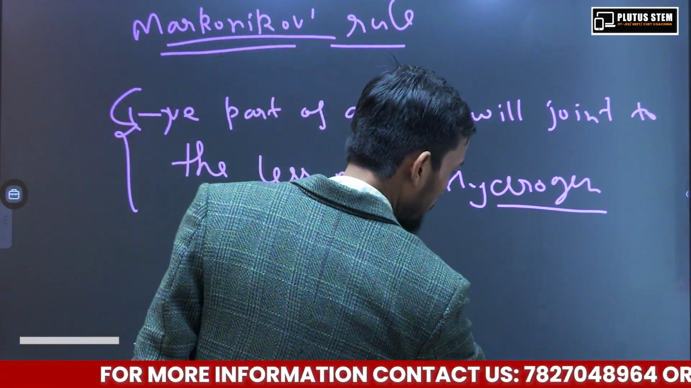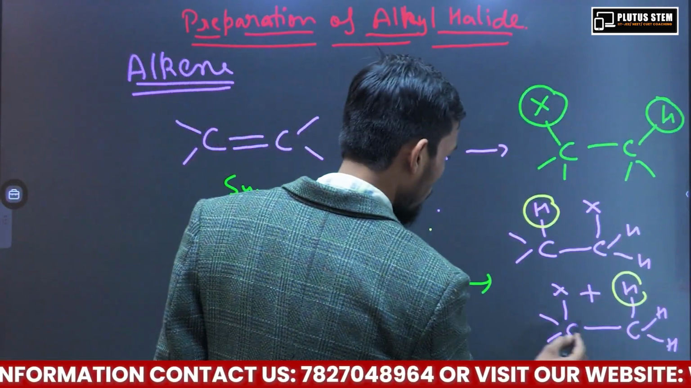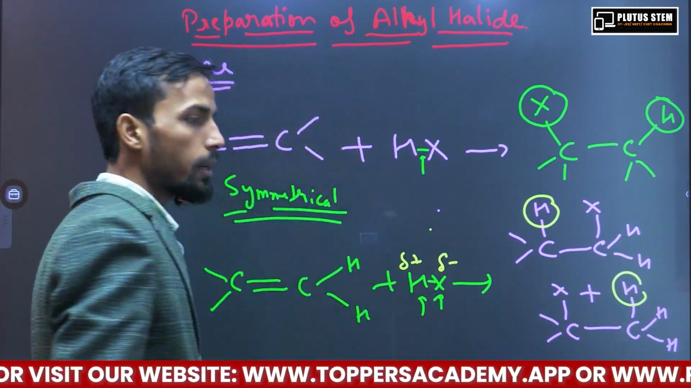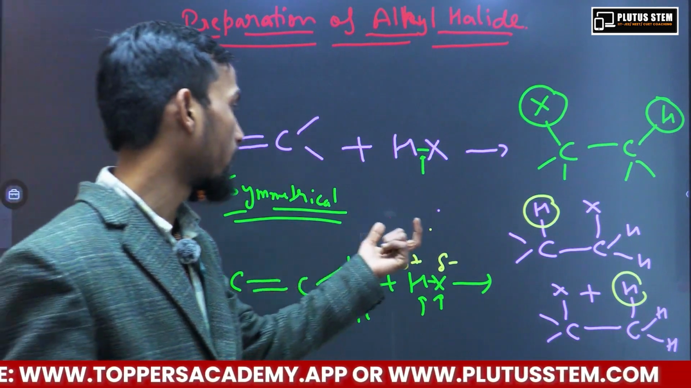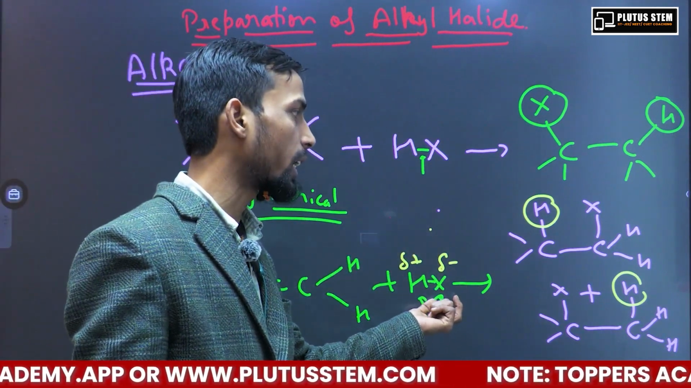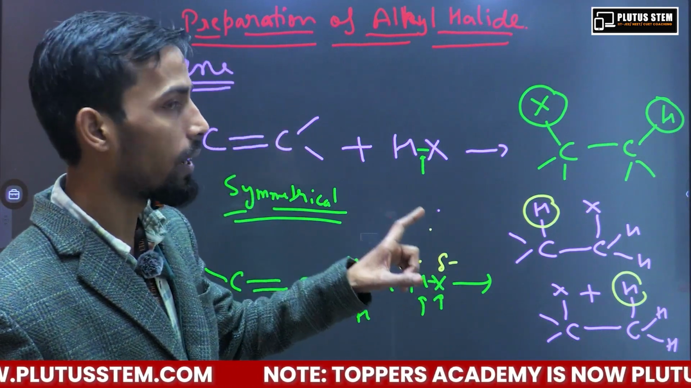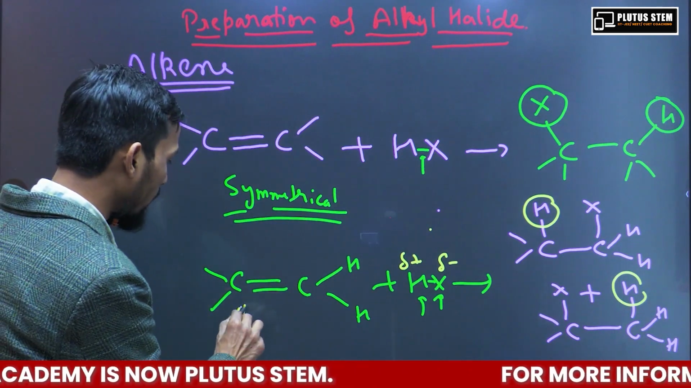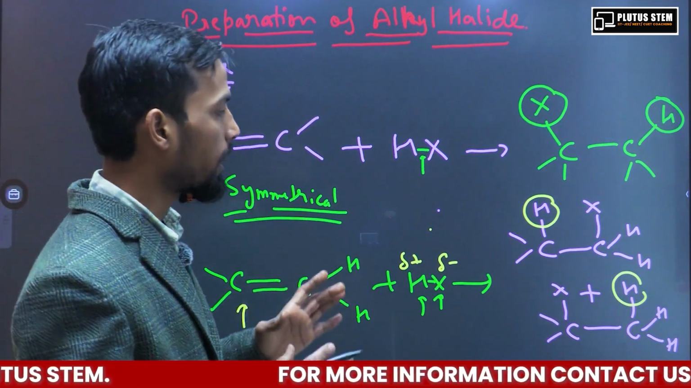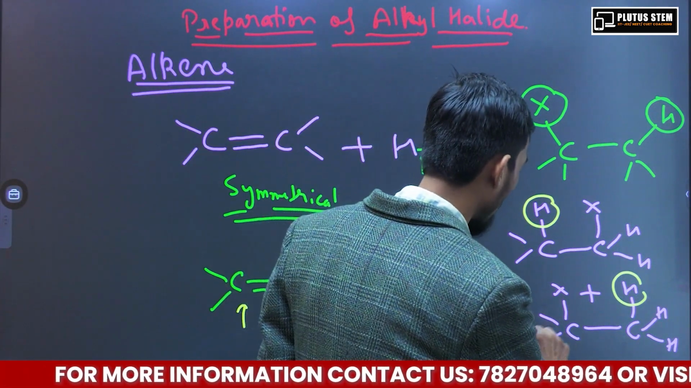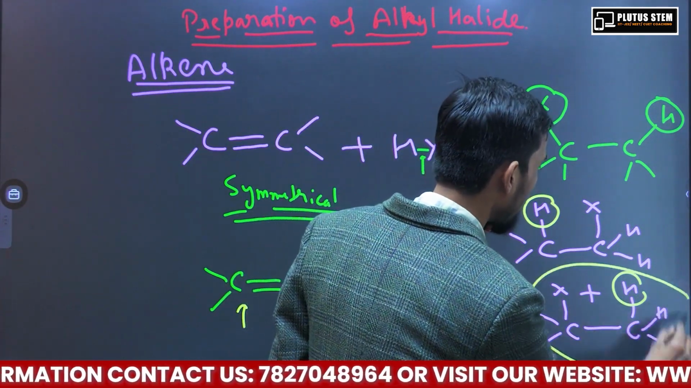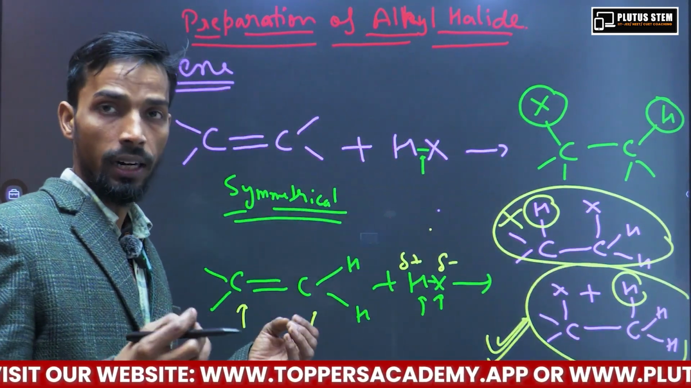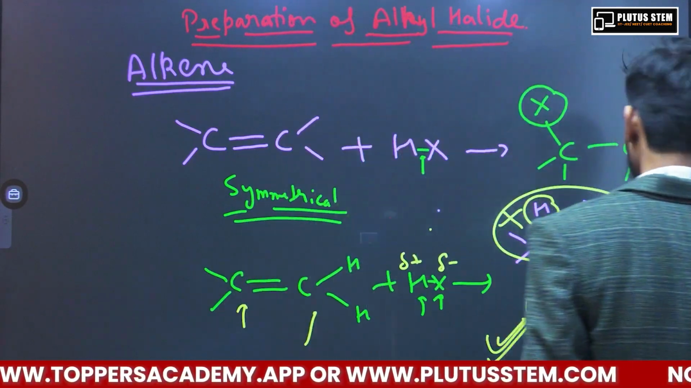So over here, you can see that this is the positive part and this is the negative part. The Markovnikov rule tells us that the negative part of the adduct, that is X negative in this case, will be added to the carbon of the alkene which has less number of hydrogens, which means this will be our product, not this. Is this clear? We will understand this concept with some more examples.